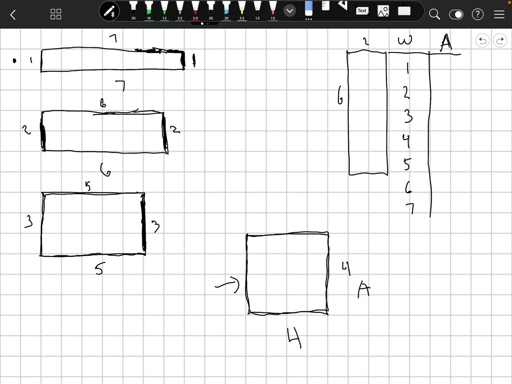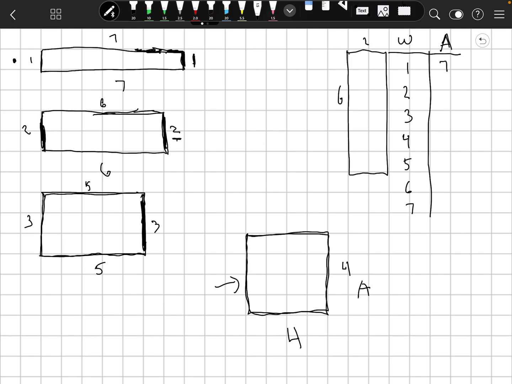I have this 1 by 7 rectangle, and if you think about the perimeter, we'd have 7 plus 1, and double that, you get 16. With a width of 1 and a perimeter of 16, we're going to get 7 of those squares for our area. So I'm going to mark that in here.